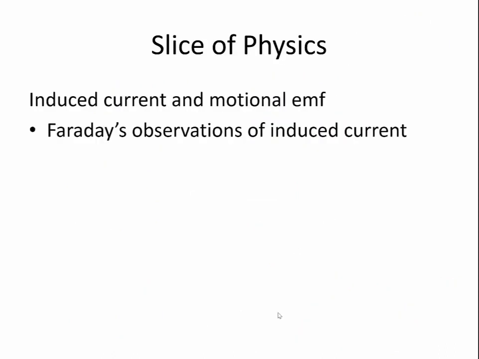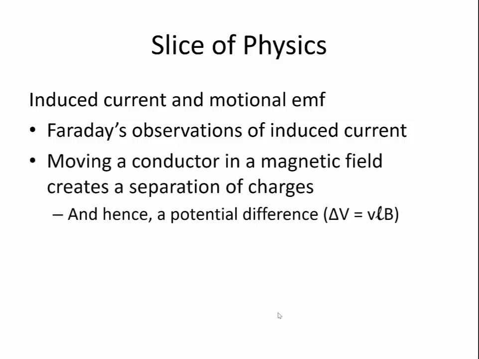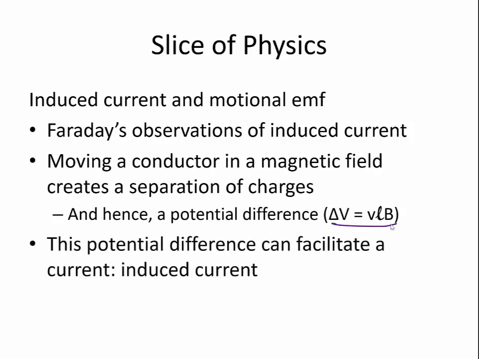So in this video, we saw how we can induce current, which comes from the motional EMF. We looked at Faraday's observations of the induced current. We saw that moving a conductor in the presence of an external magnetic field creates a separation of charges, which results in a potential difference or induced EMF, which then, if I complete the circuit, can facilitate a current that's called induced current. And we saw that the energy and power considerations of this are consistent with energy conservation.